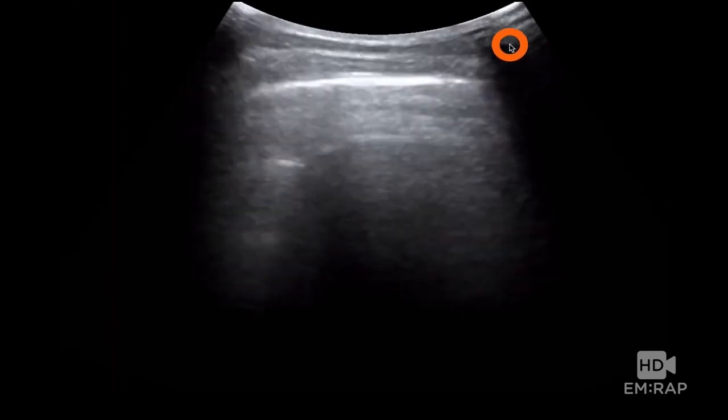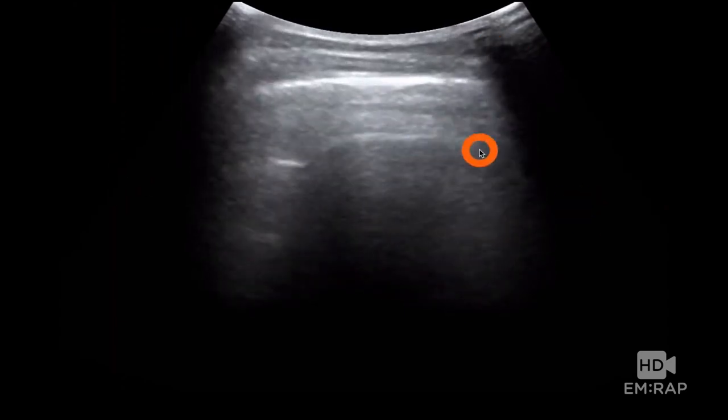Here's an example of an area of the lung without pulmonary edema. So imagine a rib shadow. This is the pleural line right here. And this horizontal artifact is called an A line. A stands for air. It means not pulmonary edema.